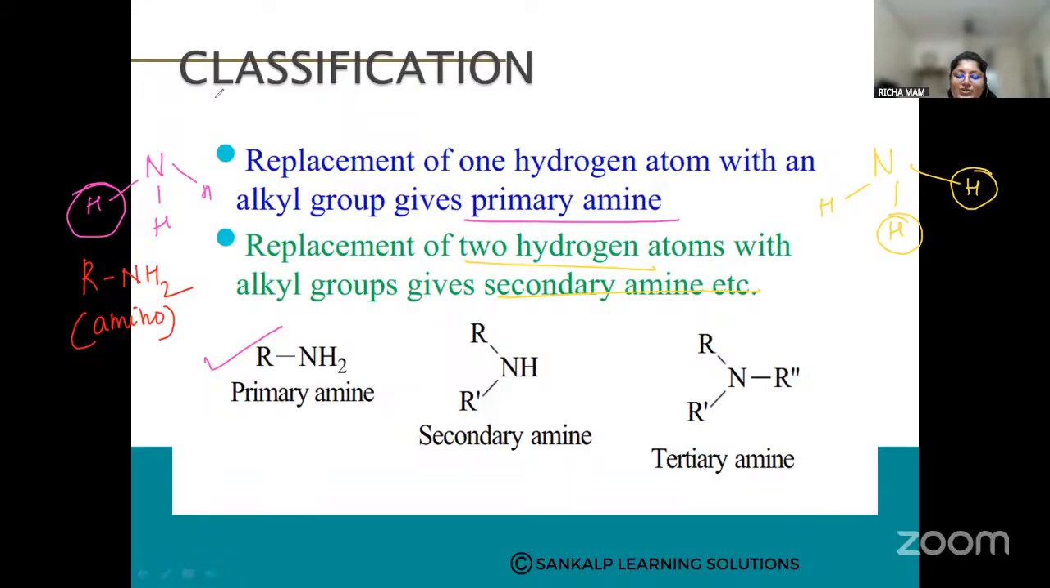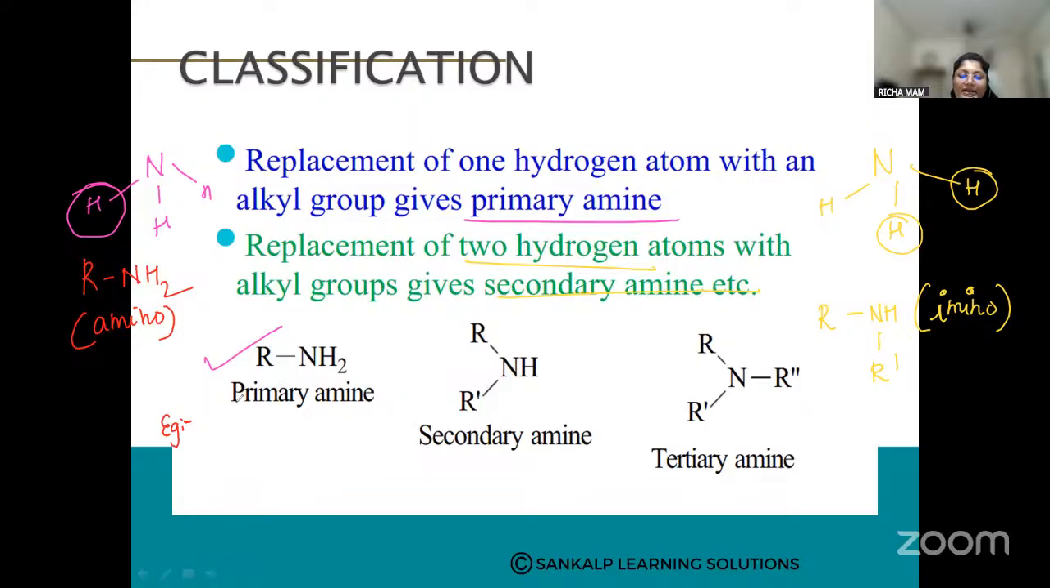Now here, what is the general representation? It is generally represented as R, NH, R dash. The functional group is imino. It is called imino. So let us now give the examples, for primary amine first.